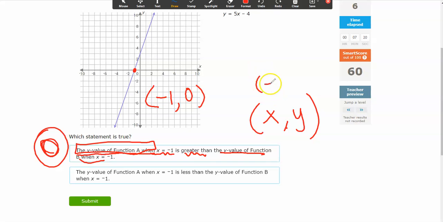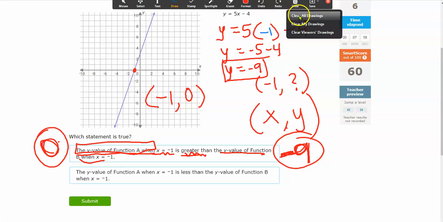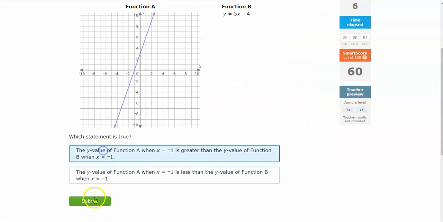This one's a little bit harder. If the X value is negative 1, what's the Y value? Well, I don't have a drawing, so that means I need to take the letter X and erase it and replace it with the number negative 1. So Y is equal to negative 5 minus 4, which means Y is equal to negative 9. So function B is negative 9. So is 0 greater than or less than negative 9? Well, 0 actually is bigger than negative 9. 0 is greater than negative 9. So we're going to choose this first one here.